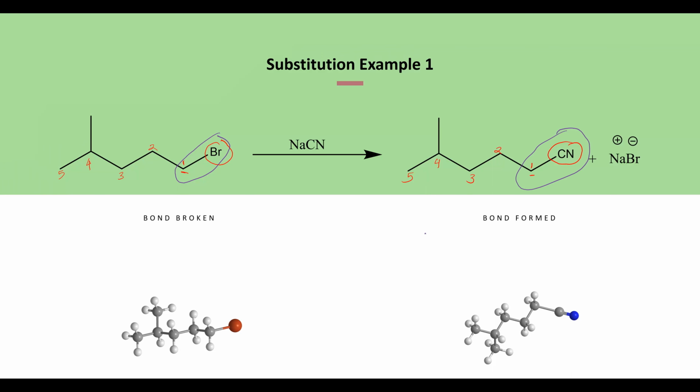So now the next part is really easy for us to do. Which bond is broken and which bond is formed? Well, we've already circled it. The bond that breaks is the bond between carbon 1 and bromine, and the bond that forms is the bond between carbon 1 and the cyano group.